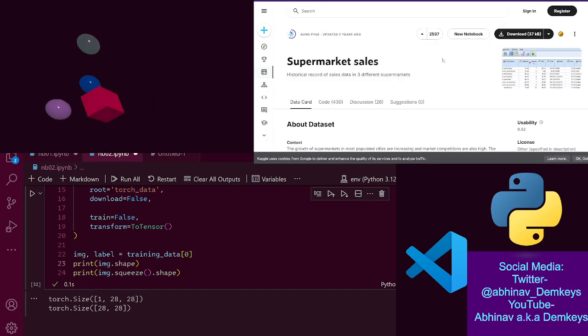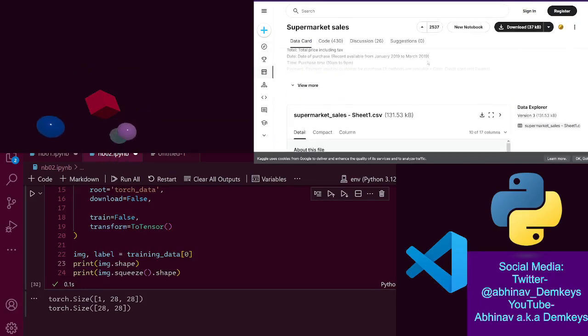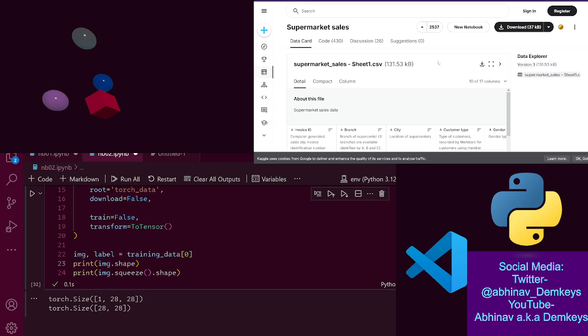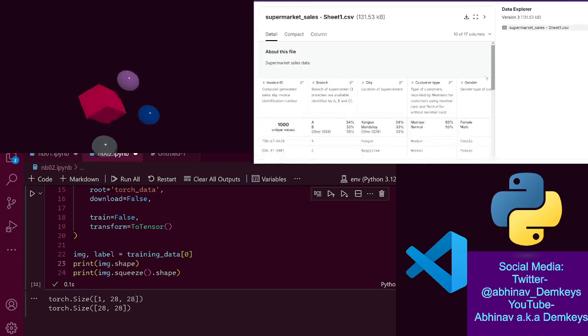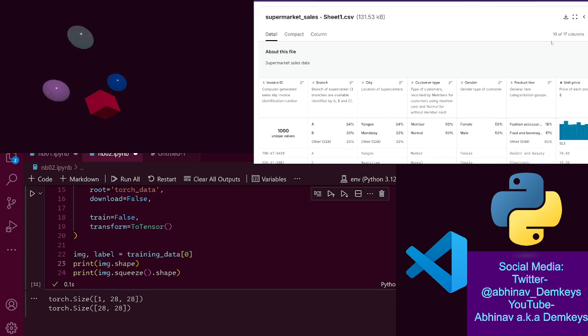What about supermarket sales? Right. So let's open this up. This has 17 columns. Dude, at some point, I want to get back into doing the Kaggle stuff as well. This was another thing that I was doing in the past couple of days. I was just revisiting this. The thing is, I want to focus on neural networks as much as I can right now.